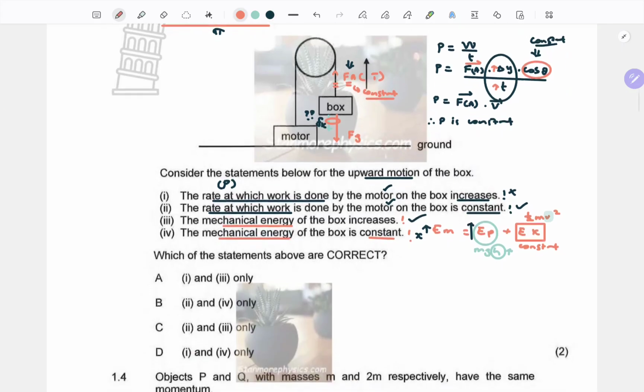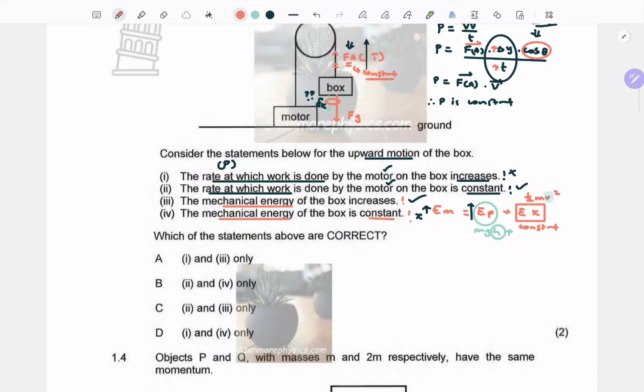Right. Now let's go to the question. It says, which of the statements above is correct? Sometimes the question can say, which of the statements above is incorrect? Right. Now let's have a look. We saw that the correct statements are 2 and 3. So this is option C.